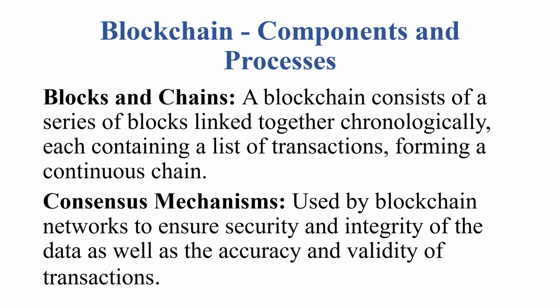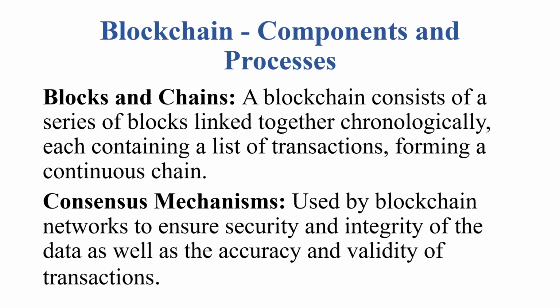Let's see how blockchain works by looking at the components and processes. Key components are the blocks and the chains, which together form a blockchain. Now, a blockchain consists of a series of blocks that are linked together chronologically, each containing a list of transactions and forming a continuous chain. Transactions are grouped together into blocks, and each block is linked to the previous one, hence the name blockchain.